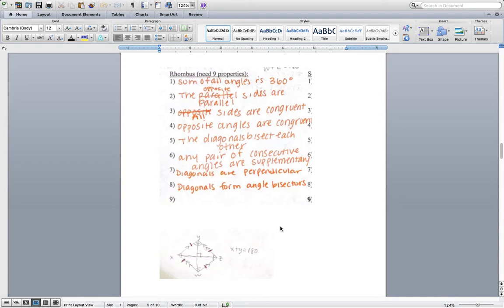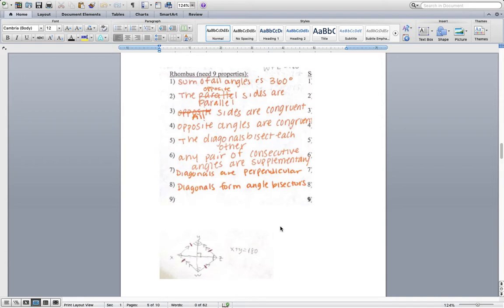Opposite angles are congruent. The diagonals bisect each other. Any pair of consecutive angles are supplementary, just like a parallelogram. Remember, consecutive is angles right next to each other. The diagonals are perpendicular to each other. That's a new property. And the diagonals form angle bisectors.